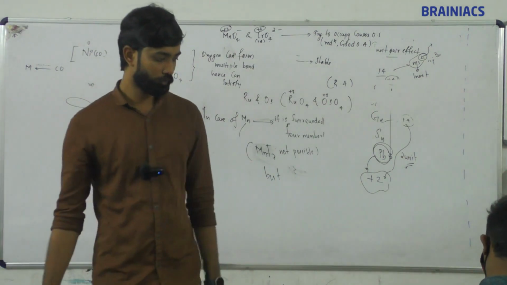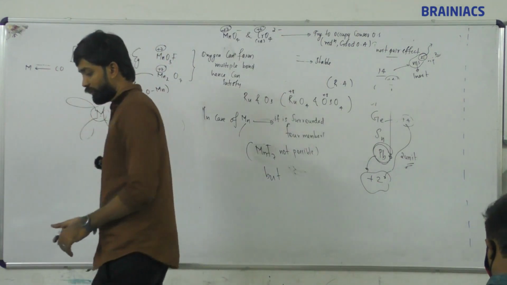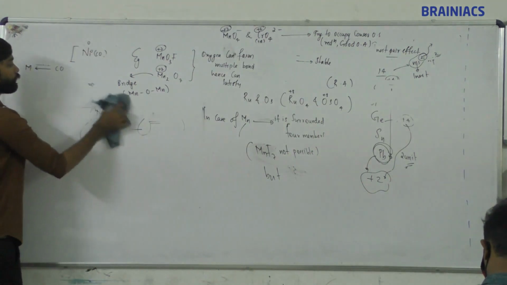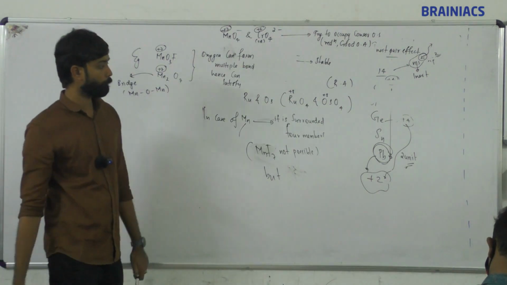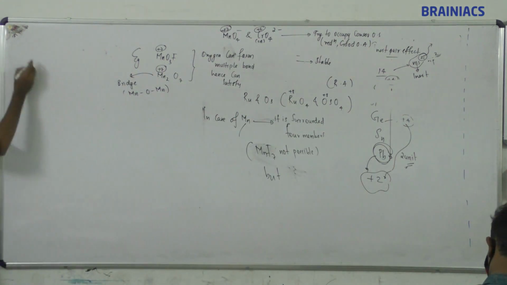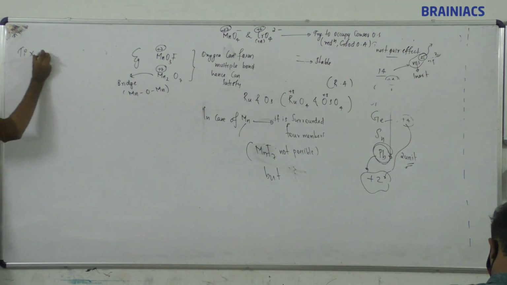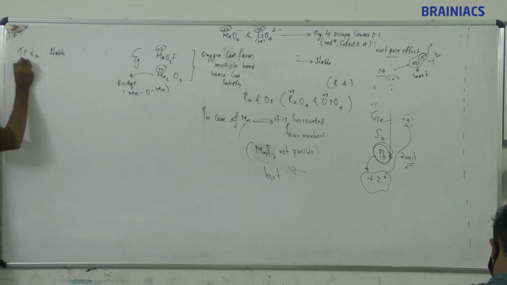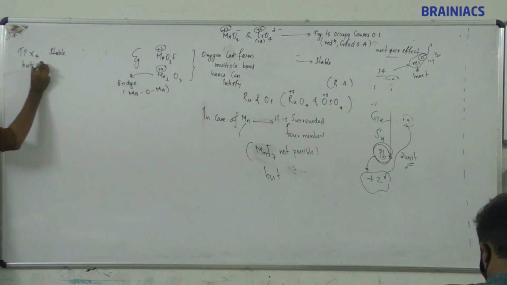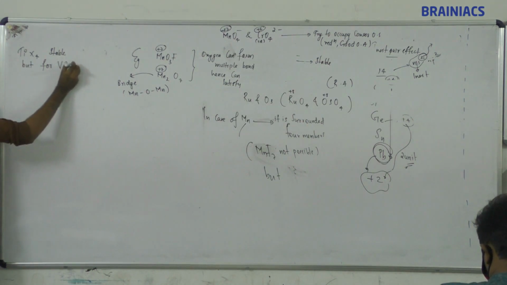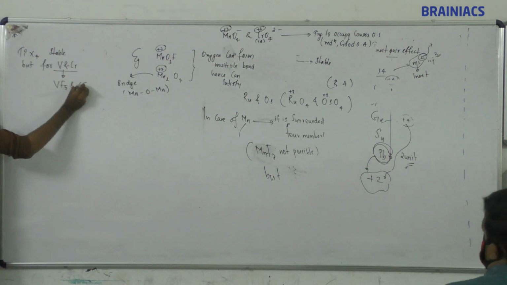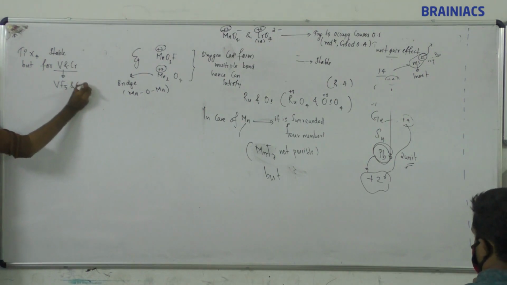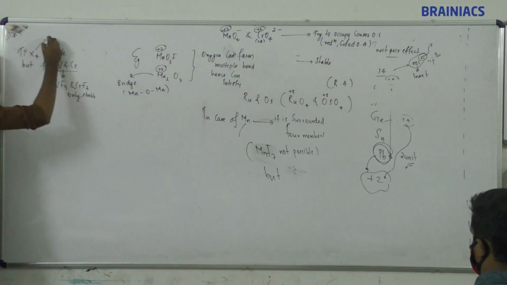Okay, NCERT discussion. In Mn2O7, there is a bridge bond. Next: TiX4 is stable, but for vanadium and chromium, only VF5 and CrF6 are stable. And this X may be what?